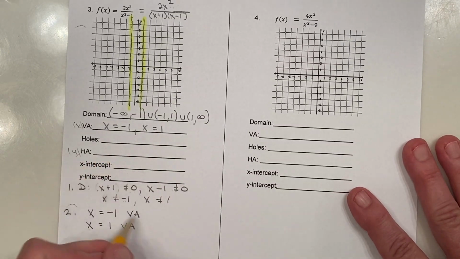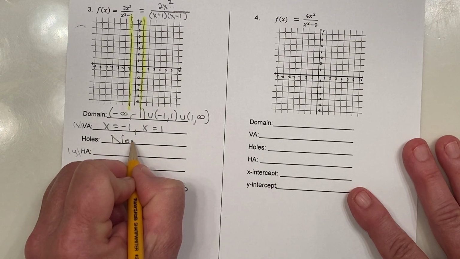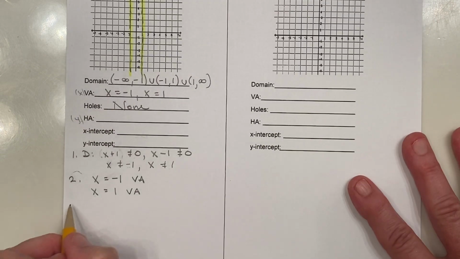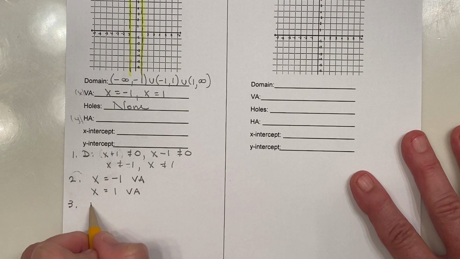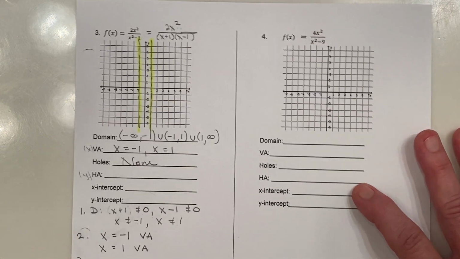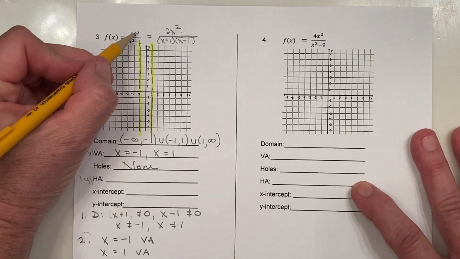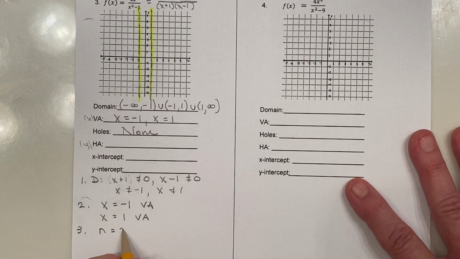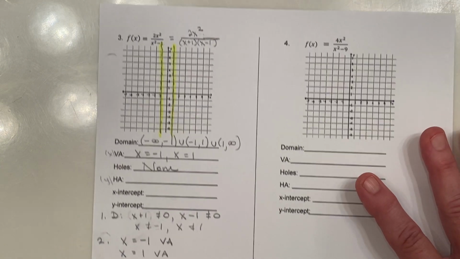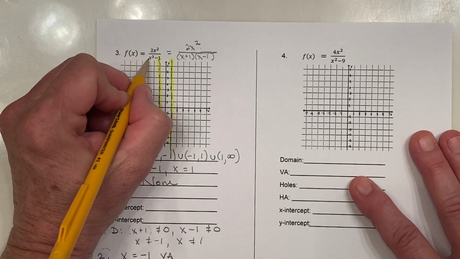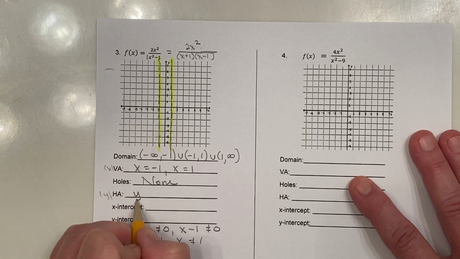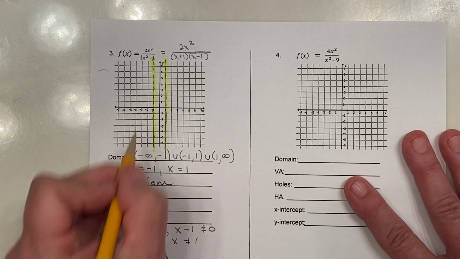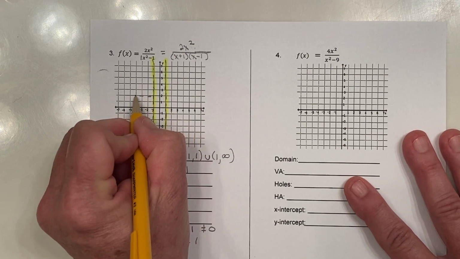All right, so we have 2 vertical asymptotes and we have no holes. Okay, let's find the horizontal asymptote. So that's the degree of the top and the bottom, we've got 2 and 2. So the exponents are the same, so we compare the coefficients. So 2 over 1. So the horizontal asymptote is y equals 2. So go to y equals 2.